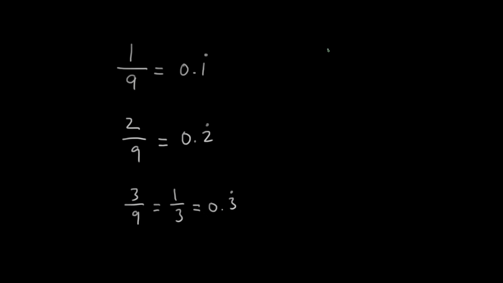So any number divided by 9 is equal to 0 decimal that number repeating. That means that 9 over 9 must be 0.9 repeating. And since we also know that 9 over 9 is 1, that means that 0.9 repeating is the same thing as 1.